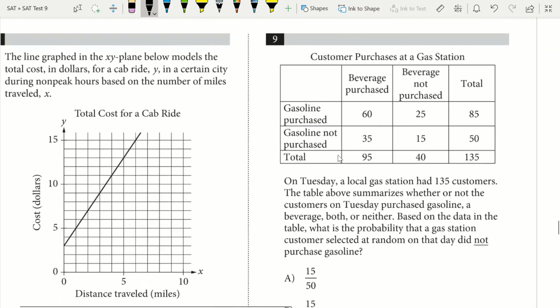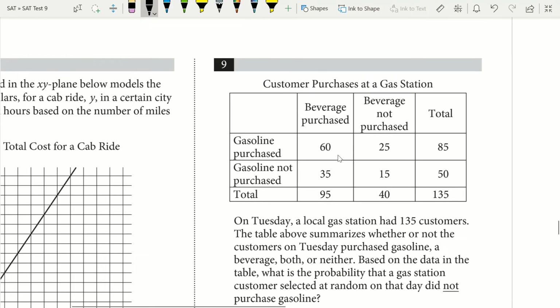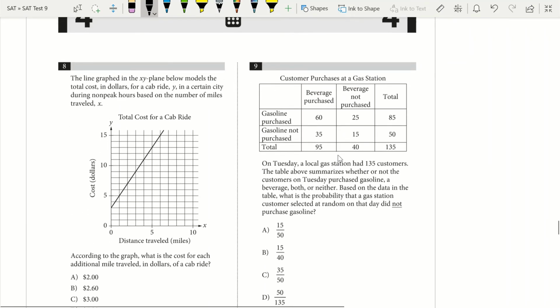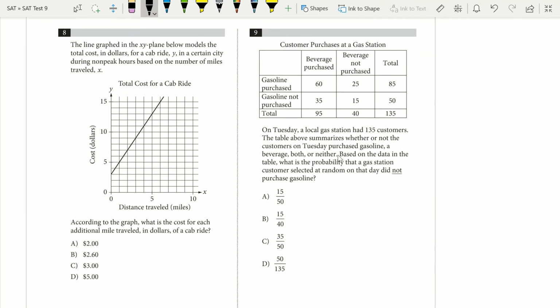Number 9, we have a two-way table. We haven't done a two-way table yet today. Let's go ahead and do this one. So on Tuesday, a local gas station had 135 customers. I'll let you read the rest, and I'll give you 30 seconds for this one, starting now.